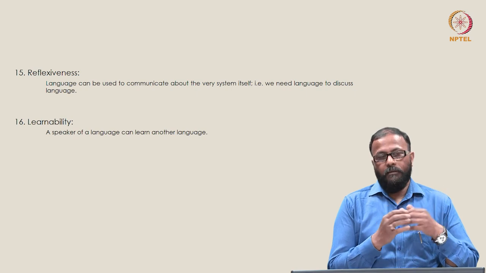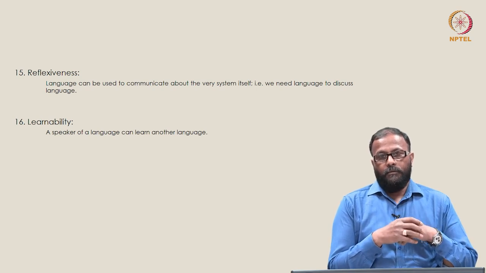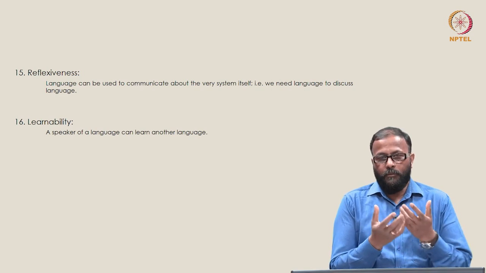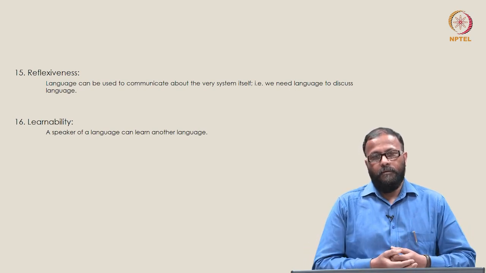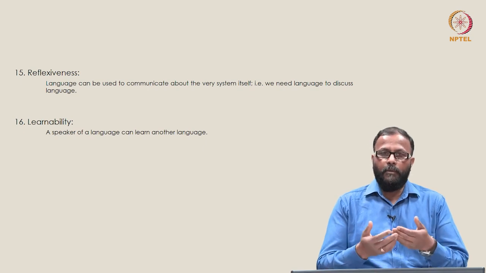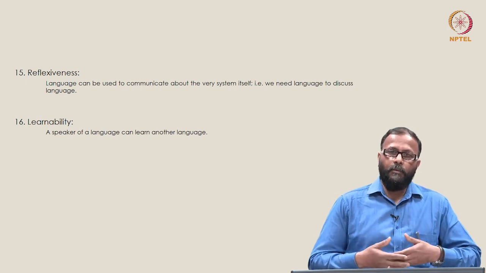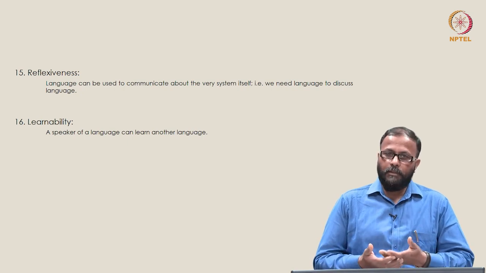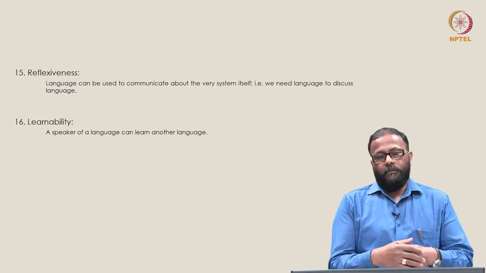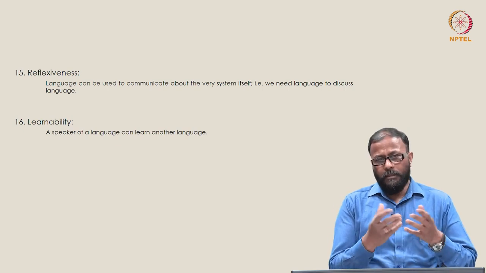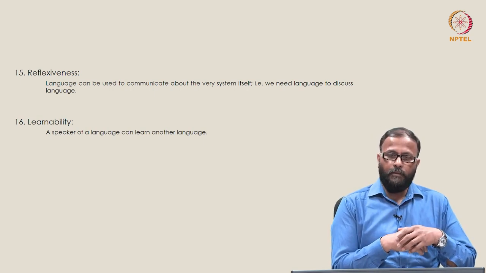It is ironical, it is strange, and it is also surprising to see that we need language to talk about language. I'm talking about language to you with the help of language. Language can reflect upon itself. You have no other mechanism to talk about language but language itself. So this is reflexiveness. Language represents language. Language discusses language. I'm talking to you on language in a language called English, right? This is another character called reflexivity. So reflexiveness, that is the 15th design feature.